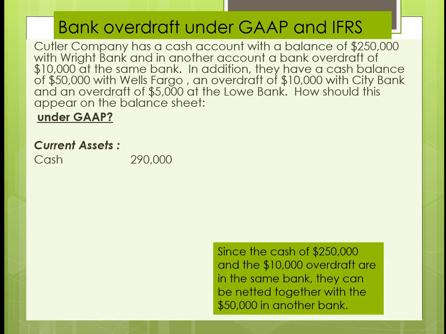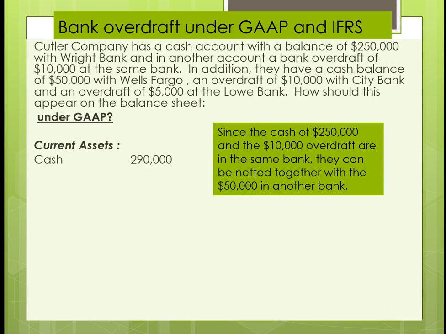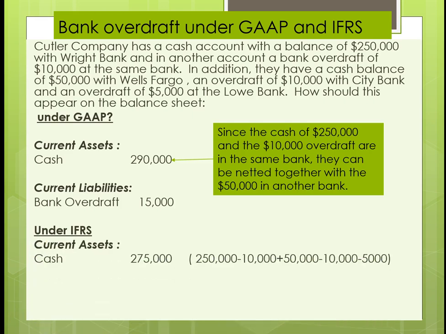Well, current assets would be the $250 minus the $10 plus the $50 in Wells Fargo. And then we would set up a current liability for the overdrafts in Citibank and Lowe's Bank for $15,000. Now, what does this look like under the international standard? We just throw them all together, and there would be no current liability.